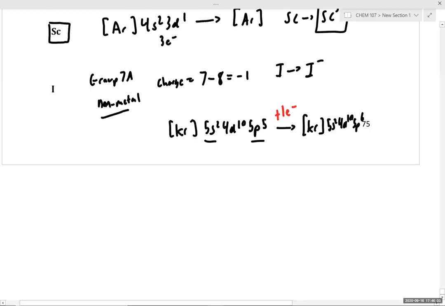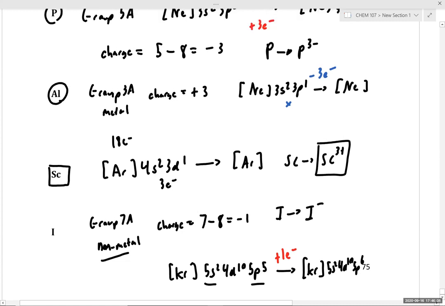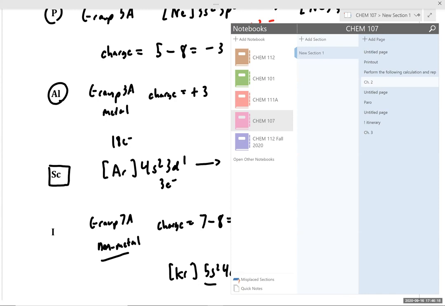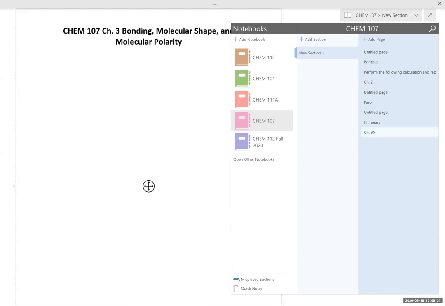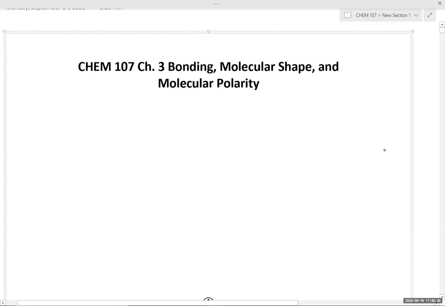So we're at the end of chapter 2. So the quiz and homework for chapter 2 are going to be due Sunday. What we're now going to do is switch gears. I'd like you to get out your chapter 3 notes, and we're going to start on chapter 3, which covers bonding, molecular shape, and molecular polarity, as well as naming and classifying ionic and covalent compounds.